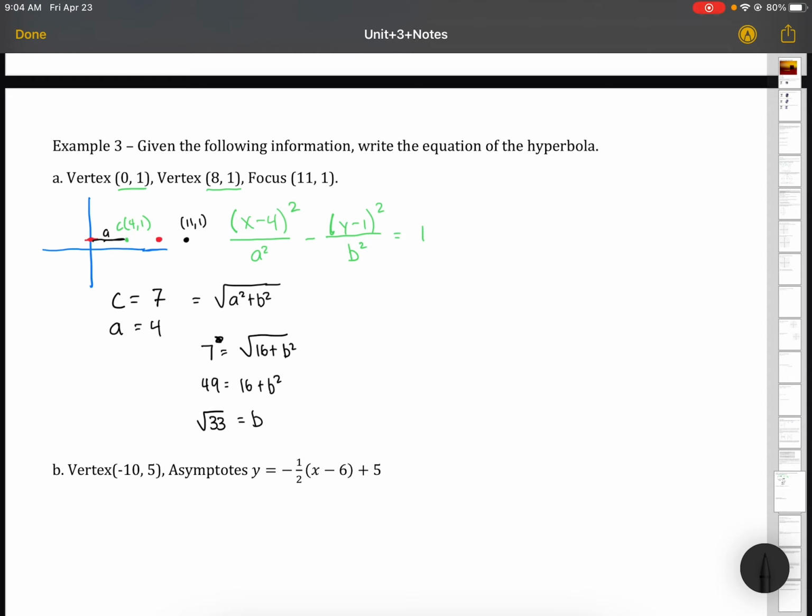So we would get x minus 4 squared divided by 16 minus y minus 1 squared divided by 33 is equal to 1. So here again, that 49 equals 16 plus b squared implies that 33 is equal to b squared. And that's all we need for our equation.